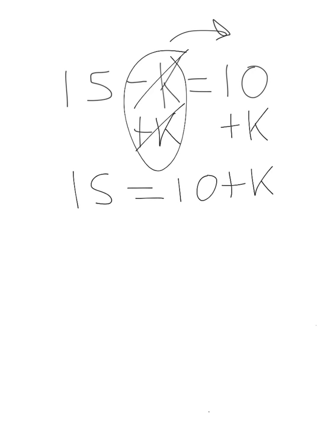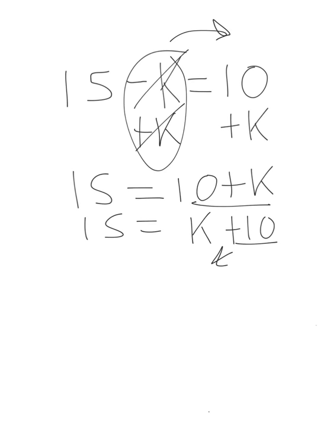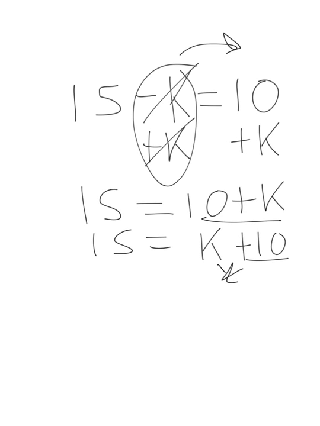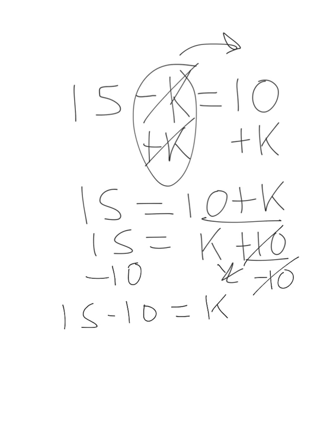A plus. These we can switch around, and that's handy for us. So 10 plus k is the same as k plus 10. Just rewriting it, because now it becomes easy again. We have a plus 10 here. We just want to get that to the other side. So the way to do that is we can just go minus 10 from this side, minus 10 from that side. These cancel out. 15 minus 10 equals k. 15 minus 10 is 5, so 5 equals k.